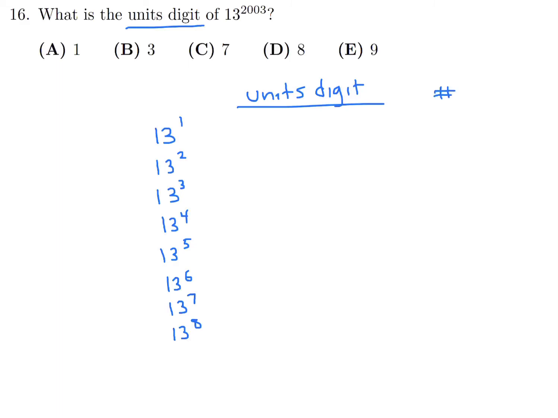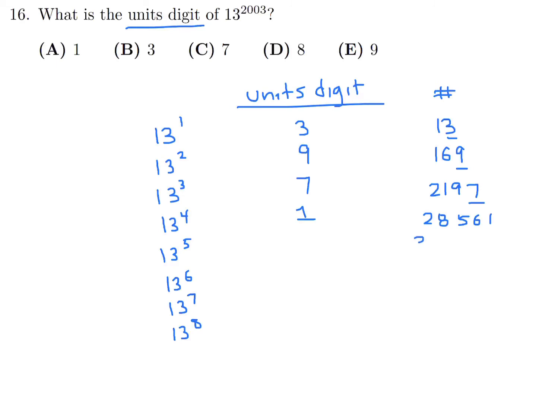So here we go. 13, the number is 13, the units digit is 3. 13 squared, the number is 169. Our units digit, which is what we care about, is 9, right? 13 to the power 3, 2197. Therefore, units digit is 7. 13 to the power 4, 28561. Units digit is 1. No pattern so far, but that's okay.